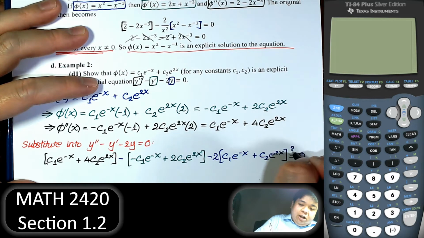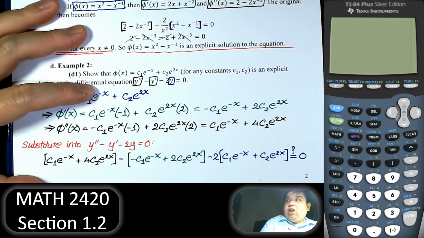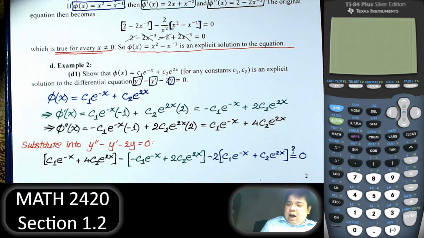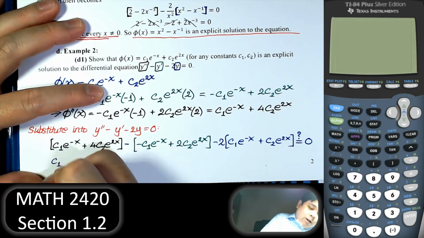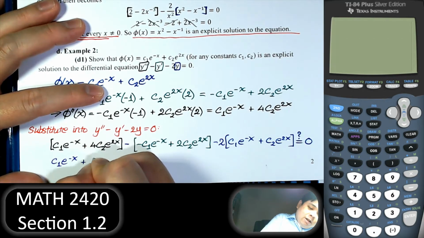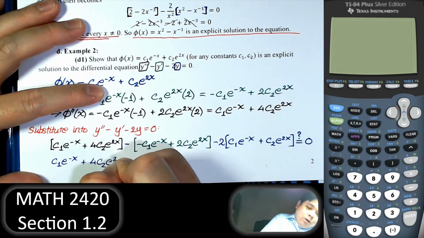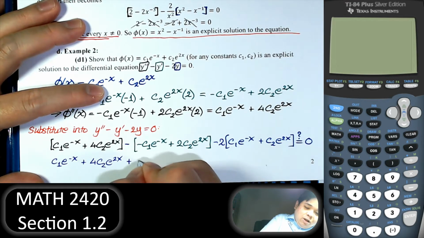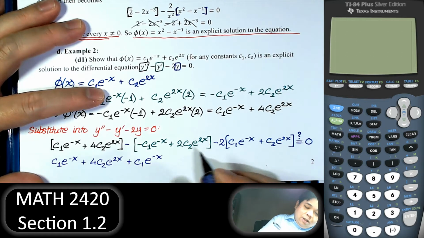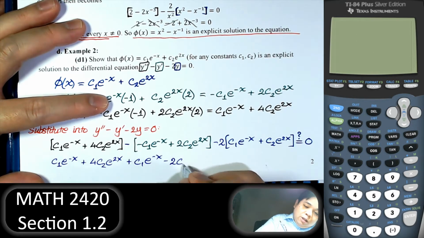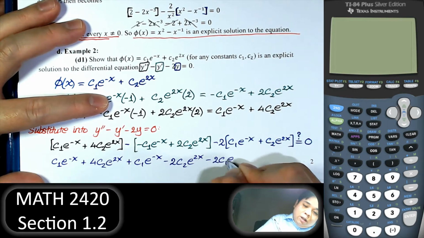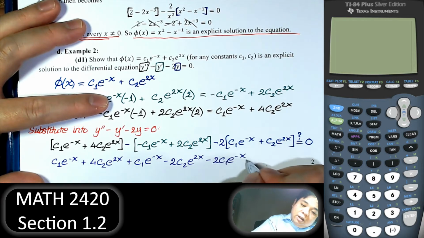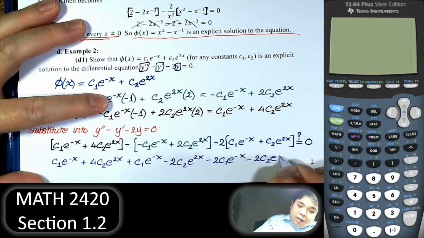And we will verify. We're not sure if it is equal or not, so put a question mark there. Right, the rest is simple. Remove the parentheses and simplify. So c1 e to the negative x, 4 c2 e to the 2x, minus negative, that's a plus, c1 e to the negative x, minus 2 c2 e to the 2x, minus 2 c1 e to the negative x, minus 2 c2 e to the 2x. Not sure if it is equal to 0 or not.